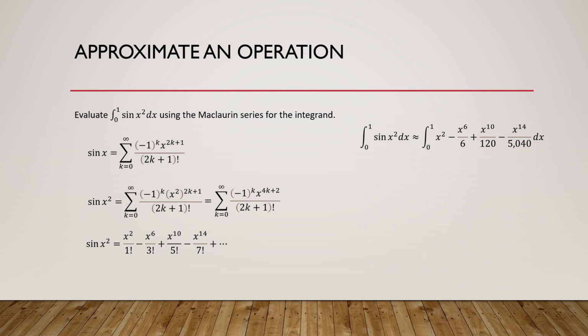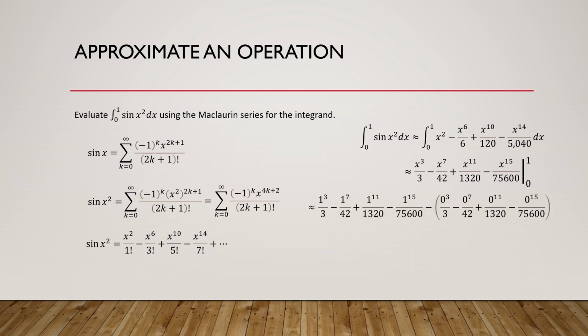The integral of the first four terms in this series can be more easily taken than the integral of sine x squared. For this step, we will also work out the factorials for easier arithmetic. The integral will be x to the 3rd over 3 minus x to the 7th over 42 plus x to the 11th over 1320 minus x to the 15th over 75,600 evaluated from 0 to 1.